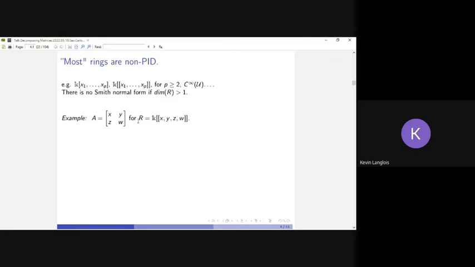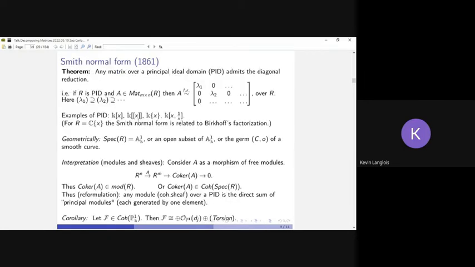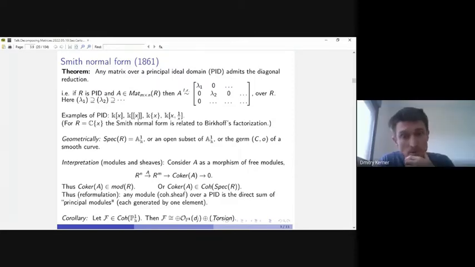And another comment is that what you say for the projective line is that the corollary implies that every vector bundle is the direct sum of line bundles, right? Exactly. This is the classical theorem of Grothendieck, right? Thanks. Yes.